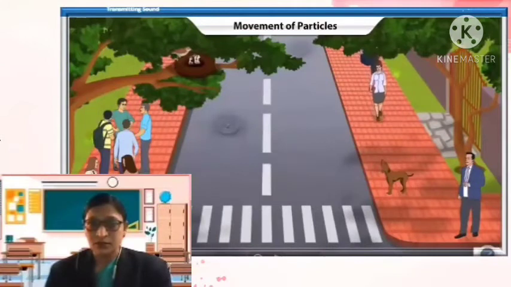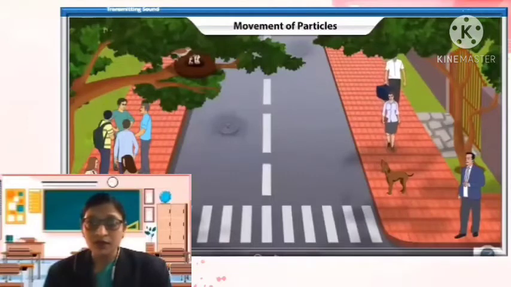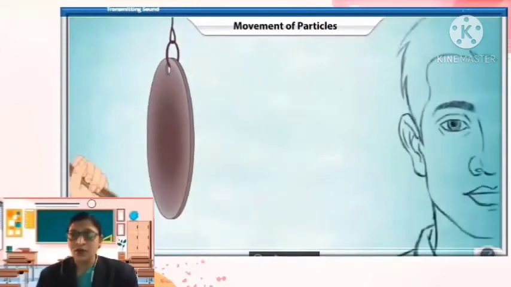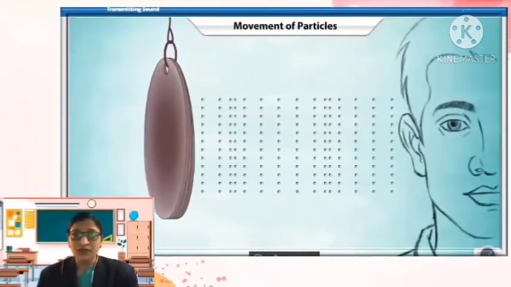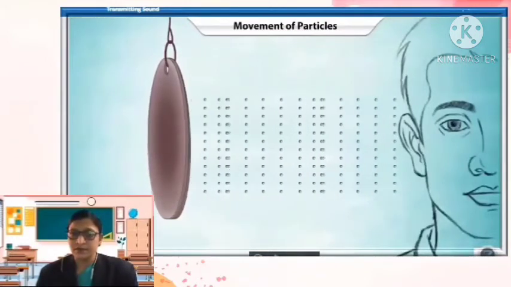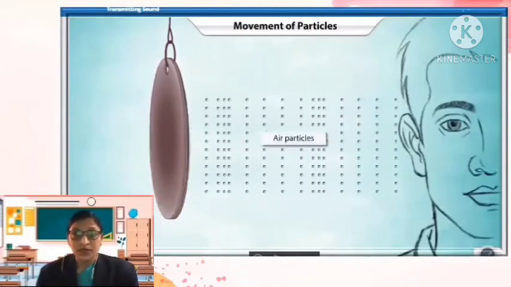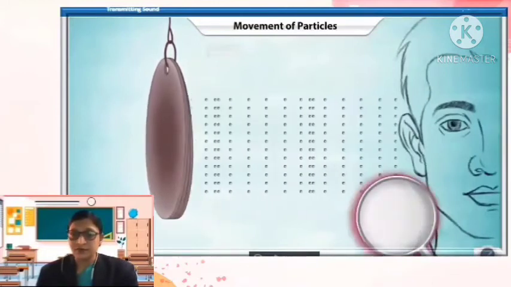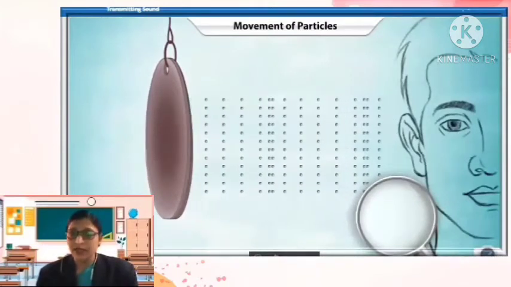We hear sounds all around us, but have you ever wondered how we hear them? Let's observe this. Let us take an example of a gong. When a beater strikes a gong, it starts to vibrate. When it vibrates, it disturbs the surrounding air particles. Just observe the air particles with the help of a magnifying glass.